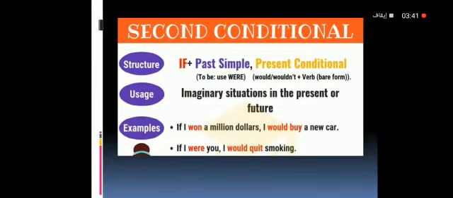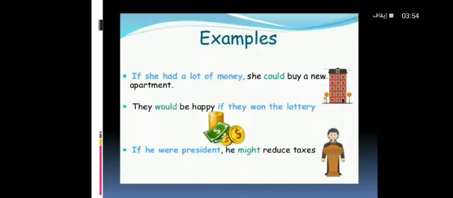The pronouns I, he, she in the second conditional can be used with were, the verb were. So here, if I were you, I would quit smoking. As you can see, in the second part, would plus verb base. Look at the examples here, guys.